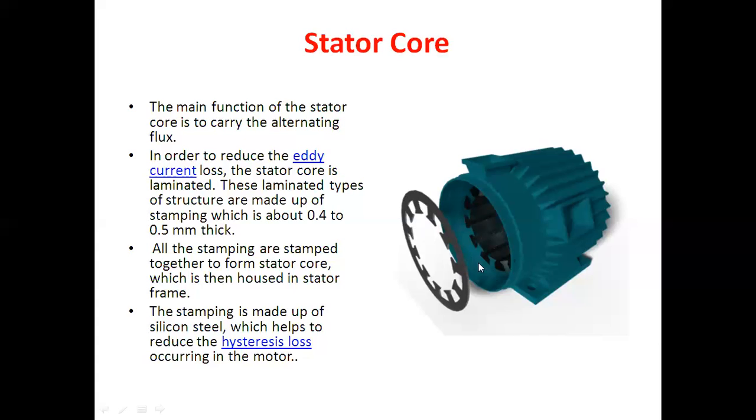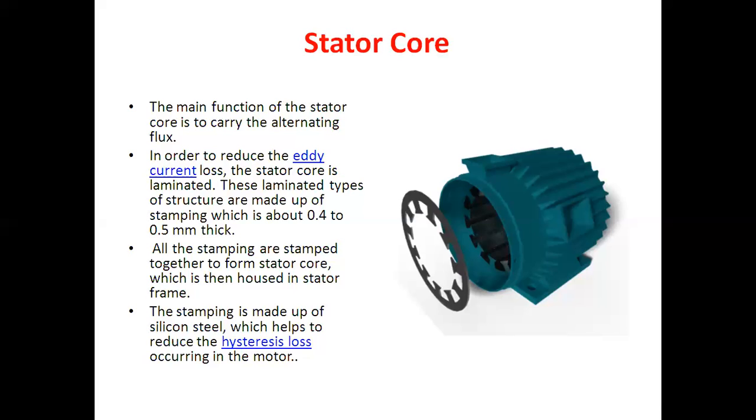This portion will fit here. All the stampings are stamped together to form a stator core, which is then housed in the stator frame. Here, this portion is housed in the stator frame. The stamping is made up of silicon steel, which helps to reduce the hysteresis loss occurring in the motor. So the main function of the stator core, which is housed in the stator frame, is to carry the alternating flux.